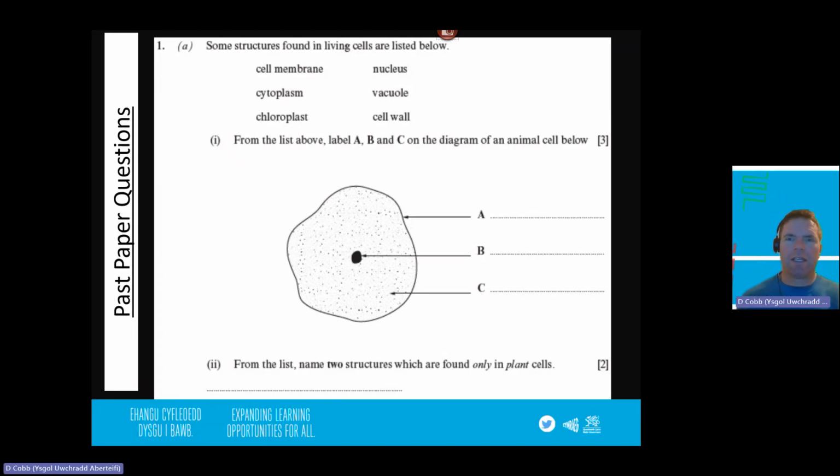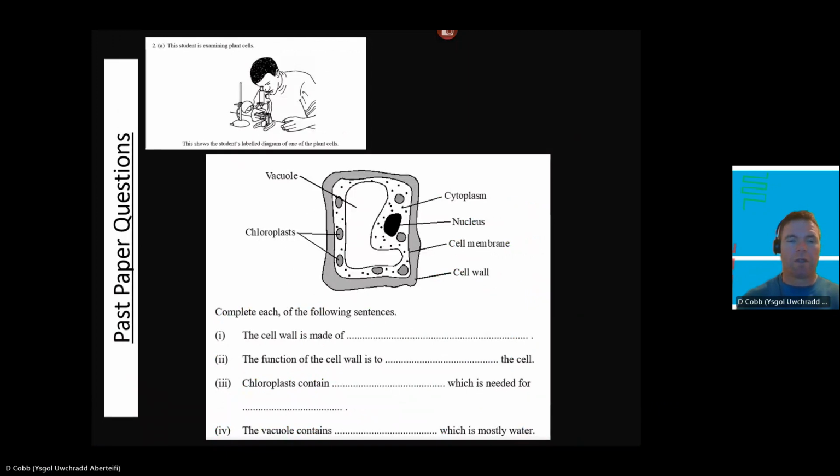So what do we have here? A is the cell membrane, B is the nucleus, and C then is the cytoplasm. And then it says from the list, name 2 structures which are only found in plant cells. Well, there's 3 to choose from: the chloroplast, the vacuole, or the cell wall. Okay.